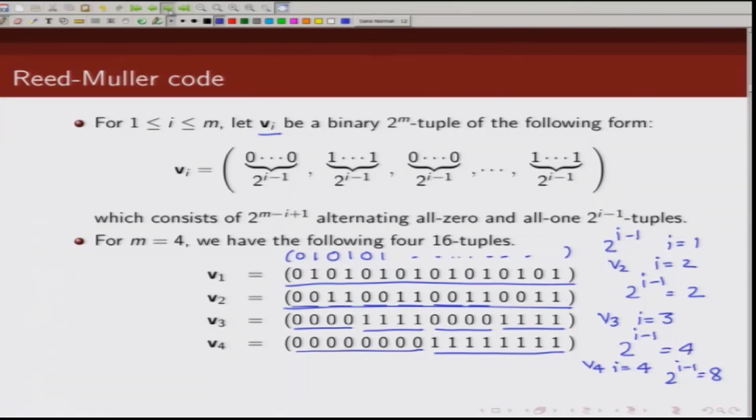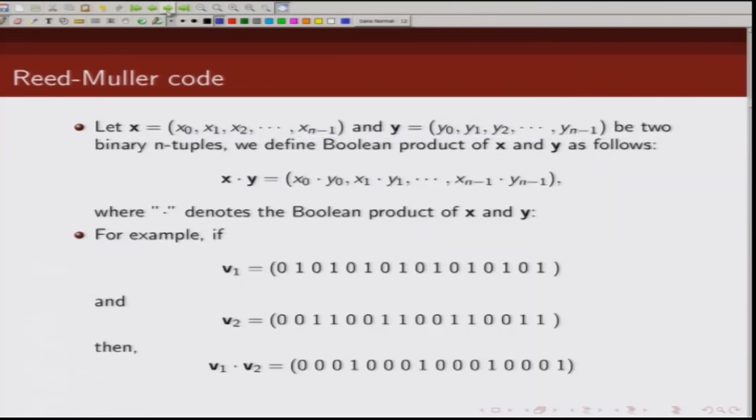So, if we define the Boolean product between V1 and V2, we write it as V1 dot V2, and V1 dot V2 will be 1 only where V1 and V2 both are 1. So, which is like this location, the 4th bit, this location, then this location, and then this location. So, you can see it is only 1 at this 4th, 8th, 12th and 16th location.